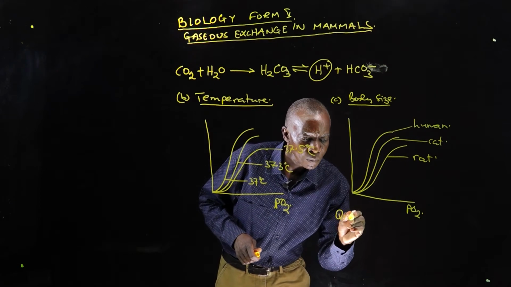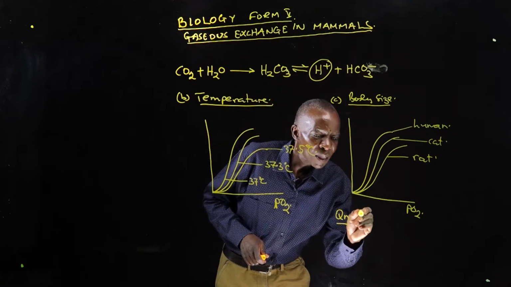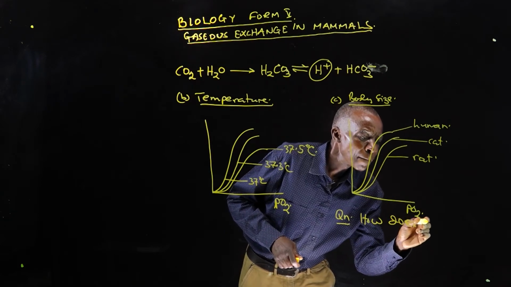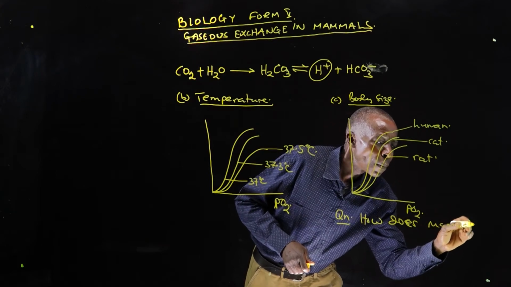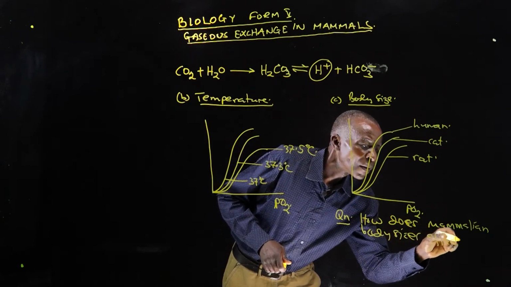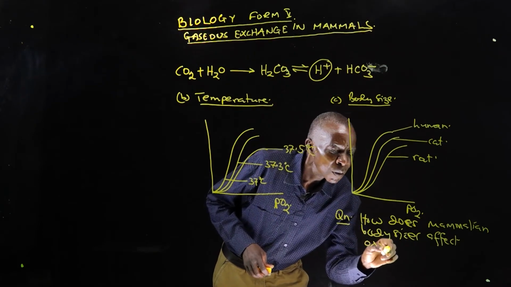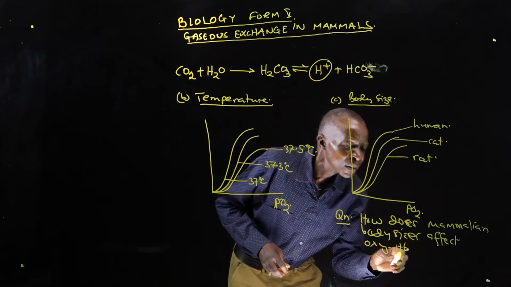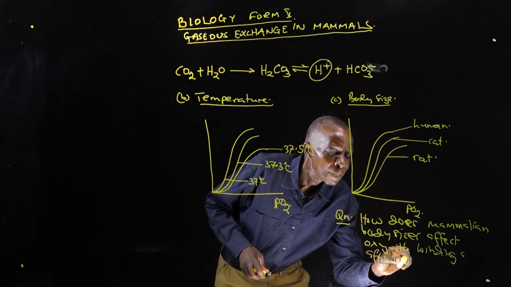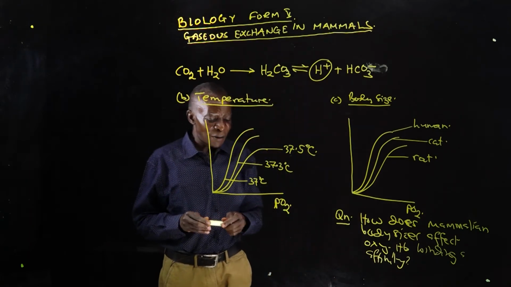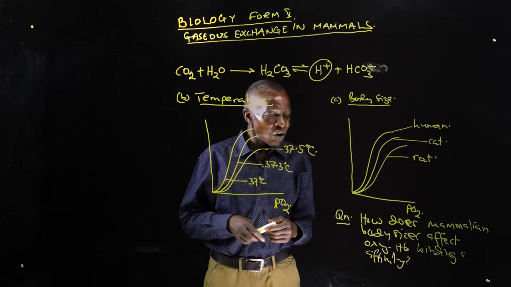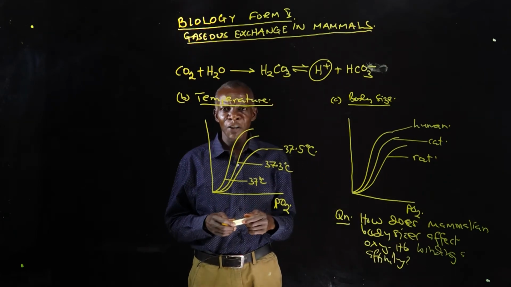A question: how does mammalian body size affect oxygen hemoglobin binding affinity?